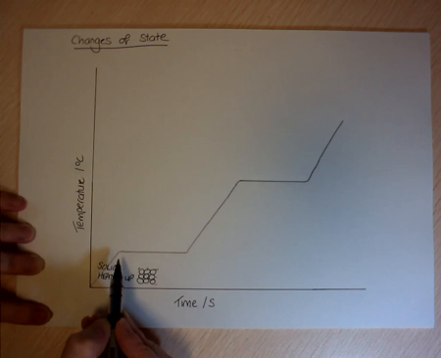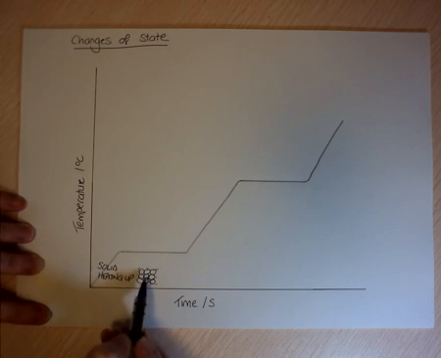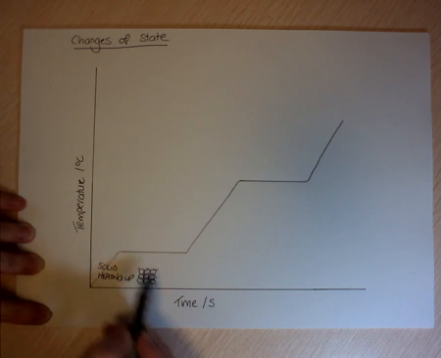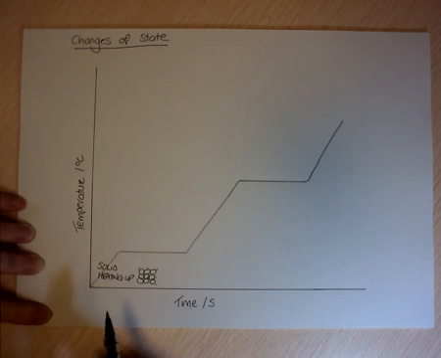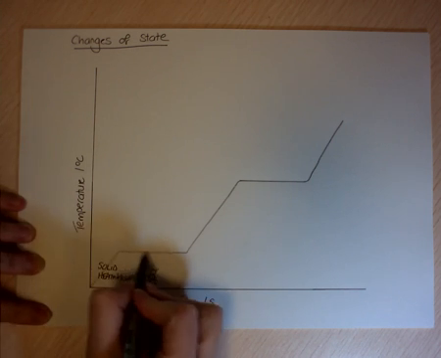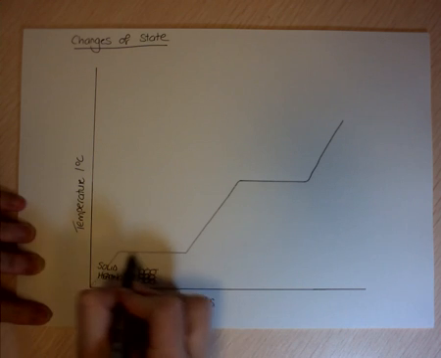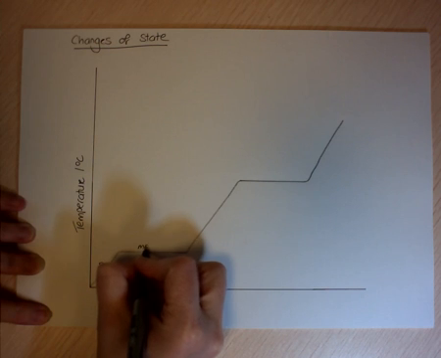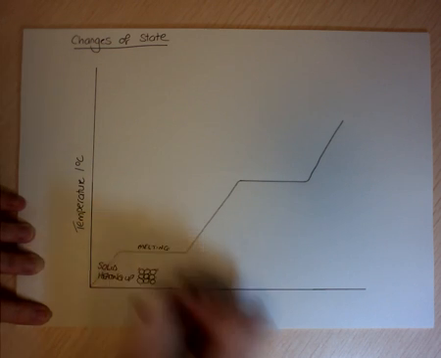At this point here, forces of attraction between the particles are weakened and overcome. The temperature remains constant because the energy that you are still giving the particles is being used to break those attractions. So when the graph is flat, we're having a change in state taking place. So here we have melting taking place.